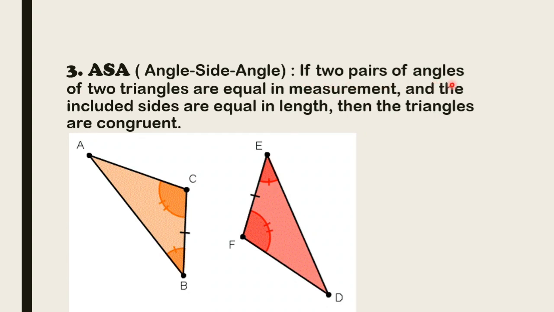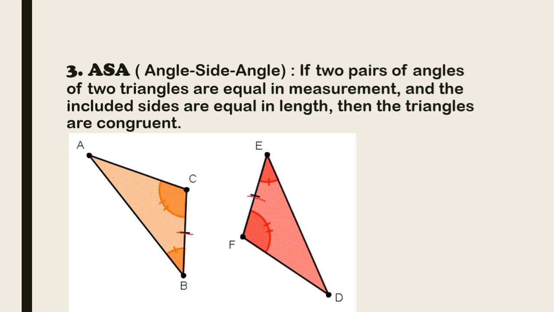If two pairs of angles of two triangles are equal in measurement and the included sides are equal in length, then the triangles are congruent. So here, similar to the previous example, where there it was the angle included, here it is the side included between two given equal angles.